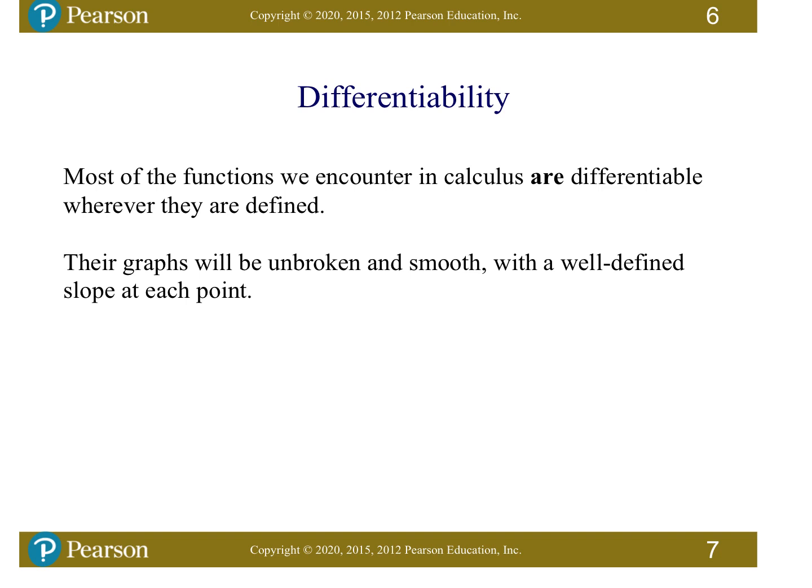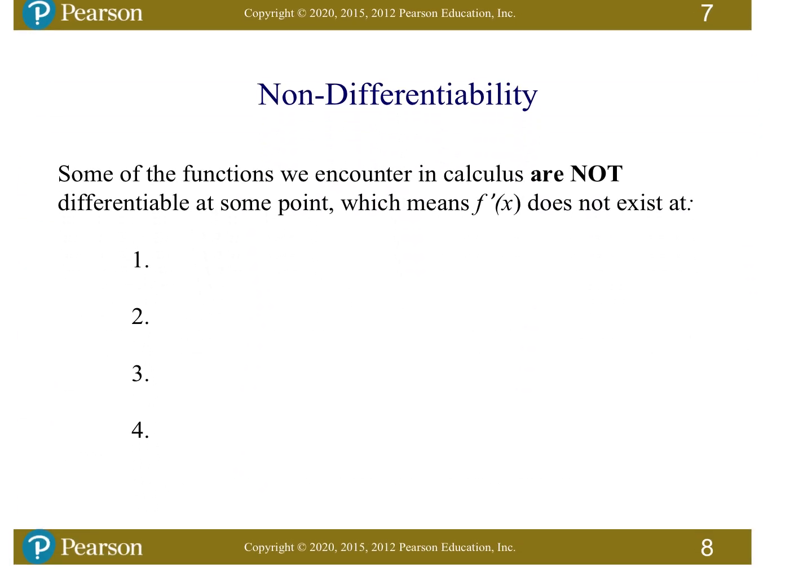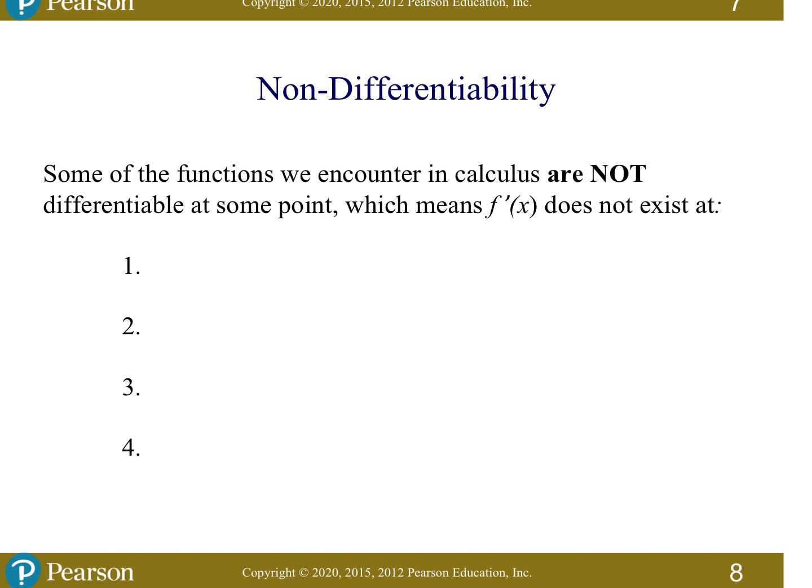Most of the functions we find are differentiable. Okay, they're unbroken, they're smooth, they have nice transitions. Most of them are. But when they're not, they're easy to spot. All right, here are some things that are easy to look for. Any kind of function with a corner is going to not be differentiable. If the transition from one piece of a function to another piece of a function is not a smooth transition, then it's not differentiable, okay?